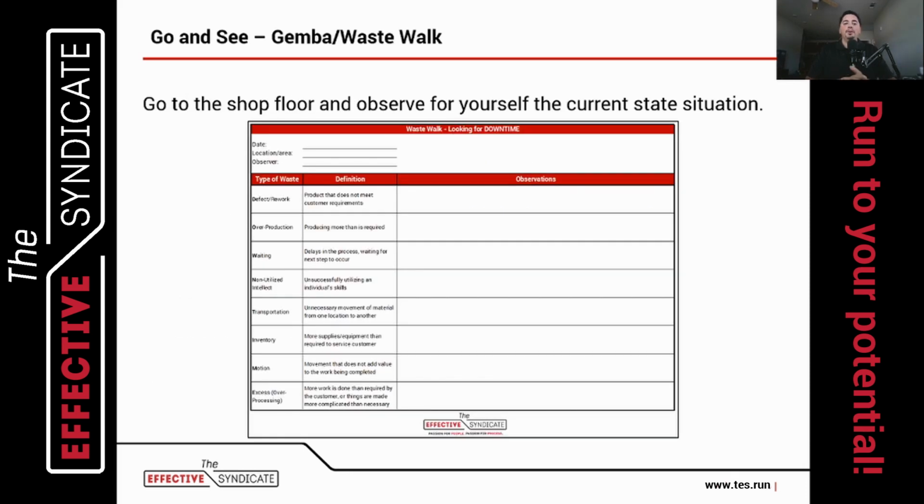Another tool here that we have at our disposal is a Gemba walk or a waste walk. Essentially go and see. We want to go to the shop floor. We want to observe for ourselves what's the current state situation. We want to look for those eight wastes. We want to note all of these down so that we can look at what can we make better. This is a very powerful tool to be able to go out and look for downtime and then with your team look at, okay, these are all of the things that we saw. What is it that we can do to change some of these?